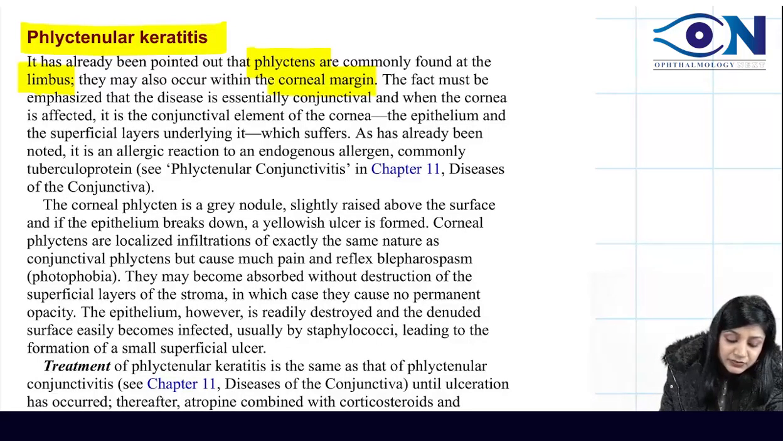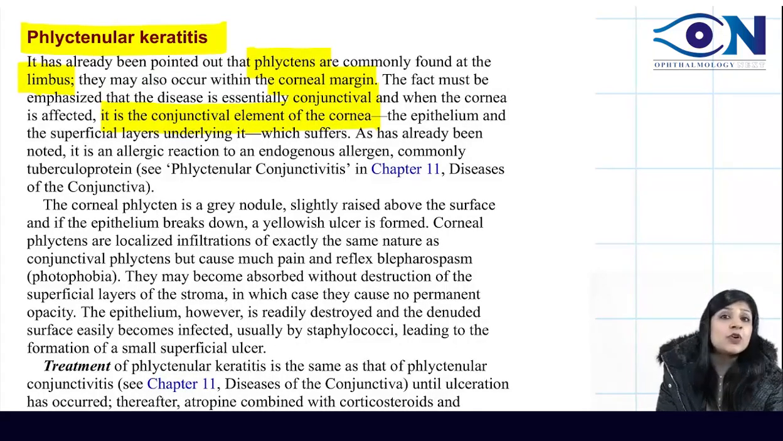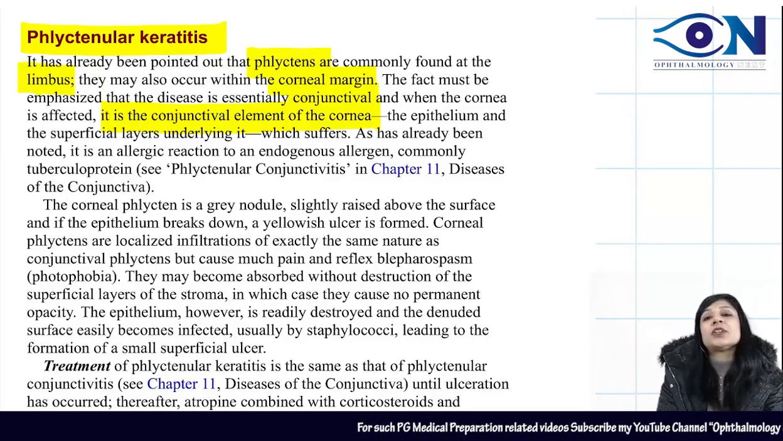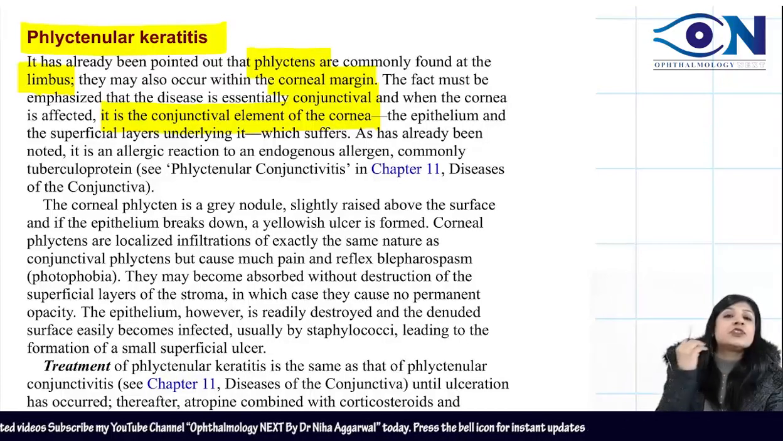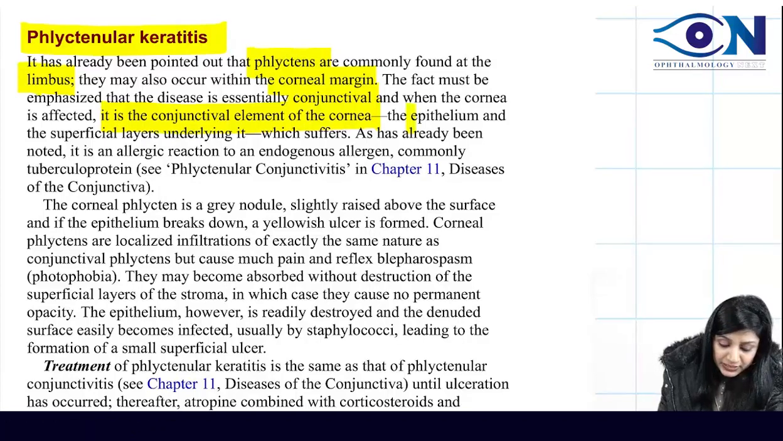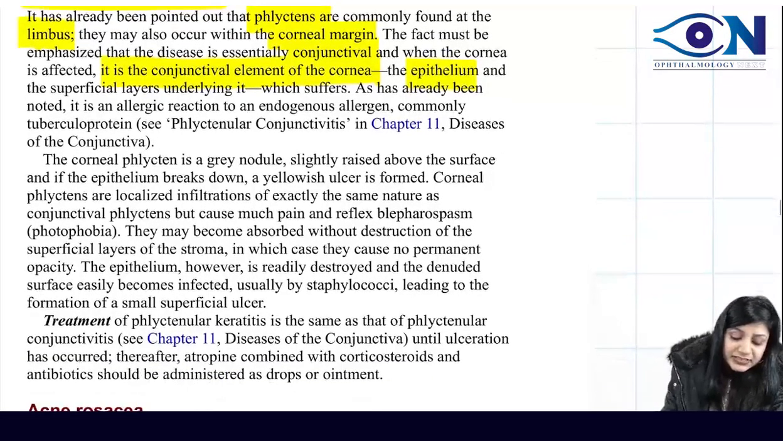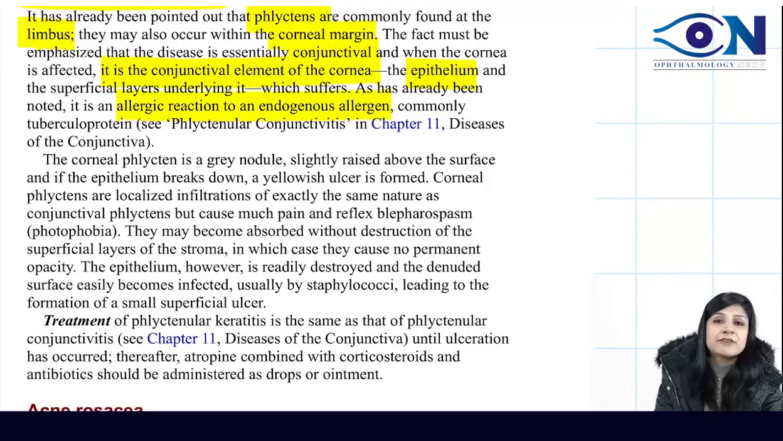The fact must be emphasized that the disease is essentially conjunctival, and when the cornea is affected, it is the conjunctival element of the cornea. So basically it's never only keratitis, it is always keratoconjunctivitis, and even if the cornea is affected, it is actually the conjunctival part of the cornea which is affected, the epithelium and the superficial layer. It has been noted that it is an allergic reaction to the endogenous. We have talked about this in the topic of conjunctiva. Basically it's an endogenous allergy to the staph proteins or the tubercular proteins.